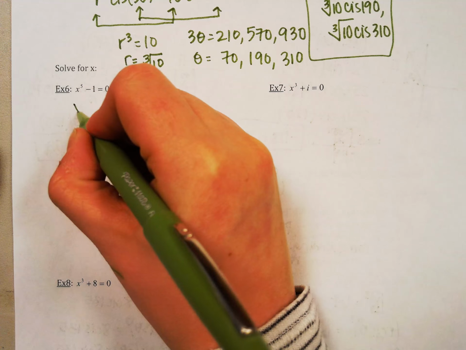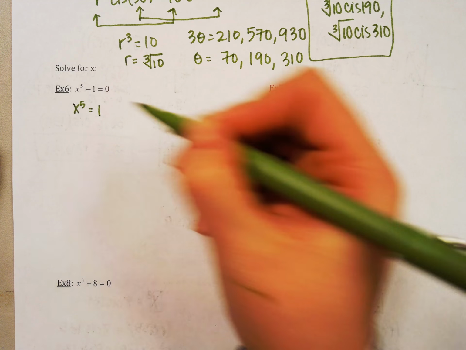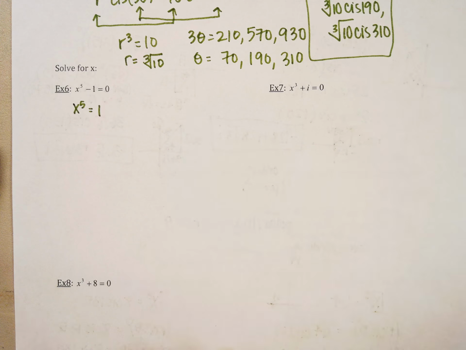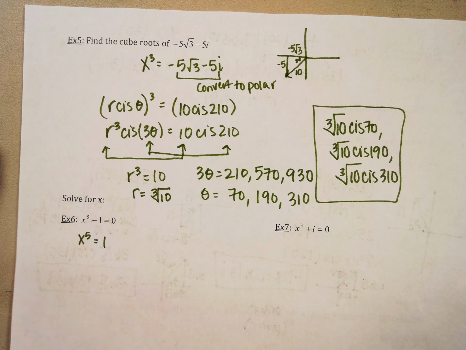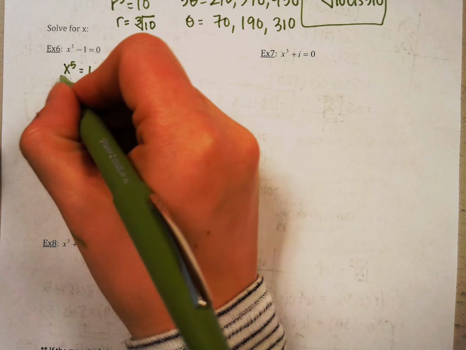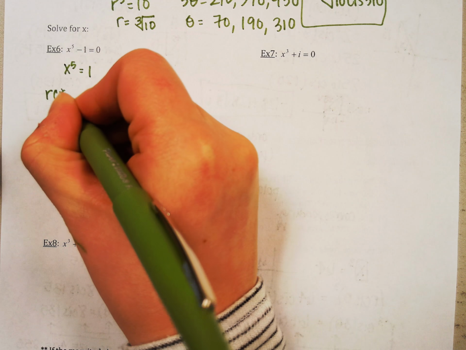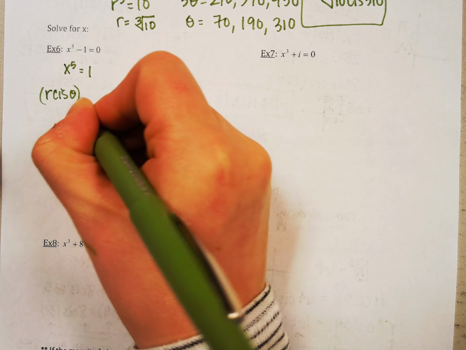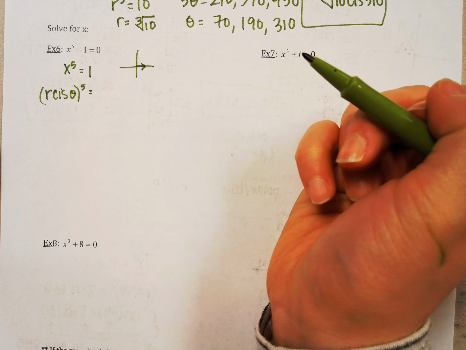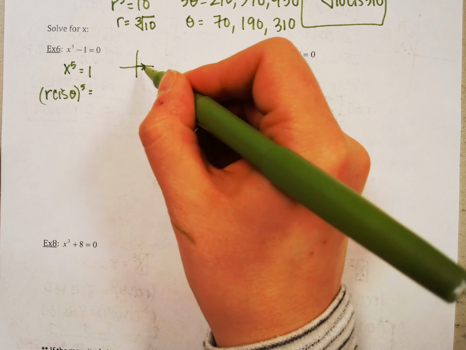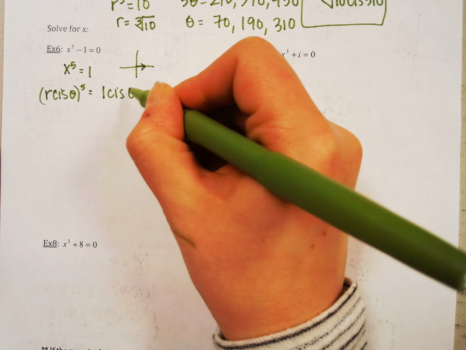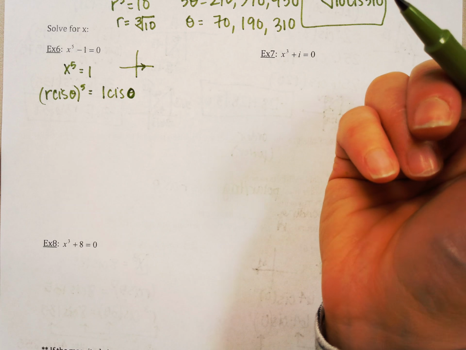So the first thing we're going to do is solve for your variable. So I'm going to add 1 to both sides. And now we have something that looks like what we set up for example 5, like we have x cubed equals something. So now we're at the convert everything to polar form part. So this is r cis theta to the 5th power. And on this side, this is a real number that's on the x-axis, direction of 0, magnitude of 1, so that would be 1 cis 0. Oops, not theta, 0.